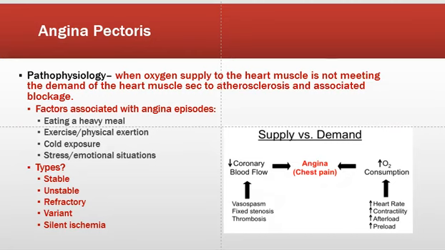But angina is pathophysiologically when oxygen supply to the heart muscle is not meeting the demand of the heart muscle. It's usually secondary to atherosclerosis and associated blockage there. So a patient will begin to have chest pain when they're putting more stress on their heart, okay? And so people will have episodes of paroxysmal pain or pressure in the chest, and it's usually because there's insufficient coronary blood flow to deliver enough oxygen to the heart muscle.